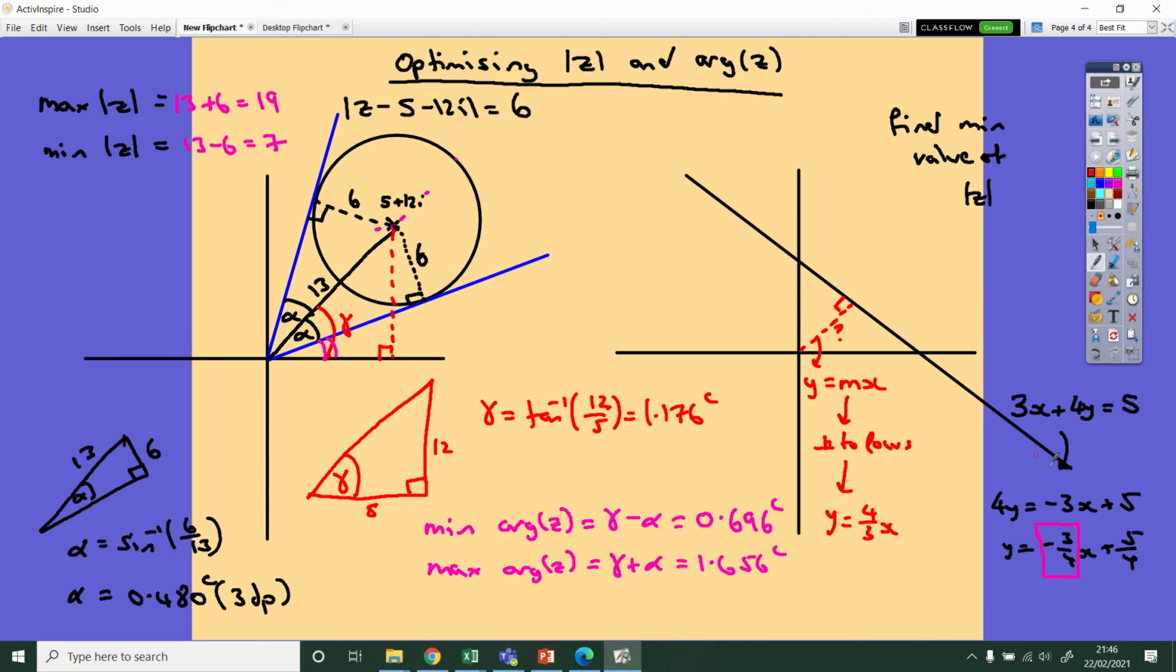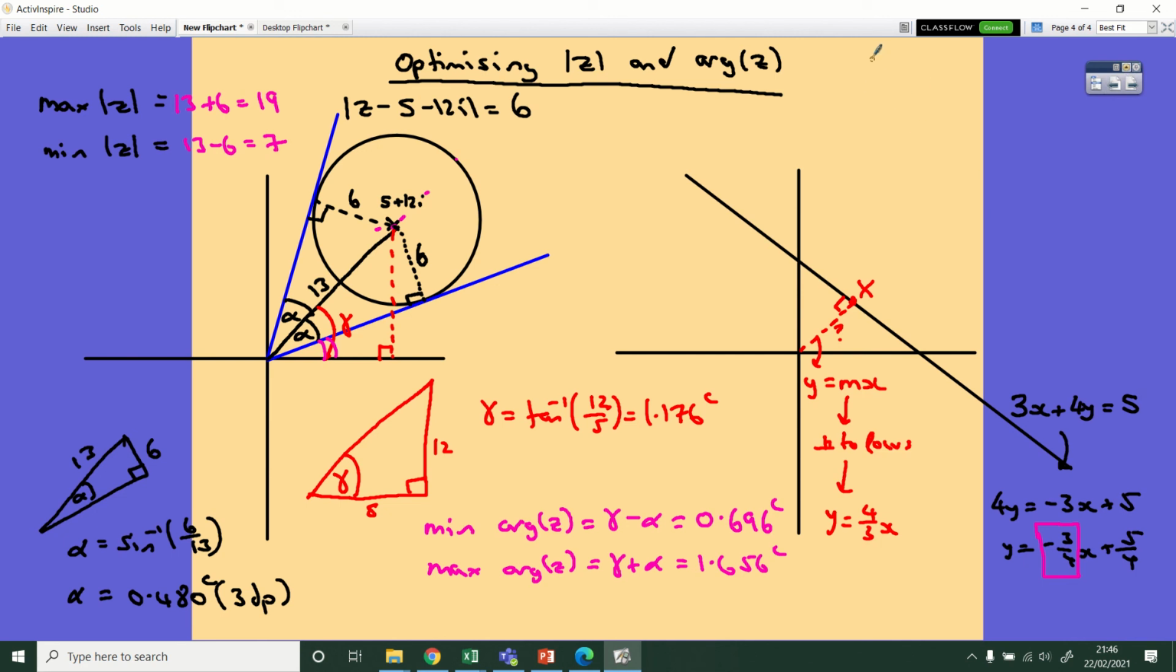So I now know that this red line has equation y equals 4/3 x. Great. Okay, now what it remains to do is find the intersection point, which I'll call X, and then I want the distance from the origin to X, which can easily be done with Pythagoras. So I'm going to get rid of this to have some space. So now I'm solving a system of equations. So y equals 4/3 x meets y equals minus 3/4 x plus 5/4.